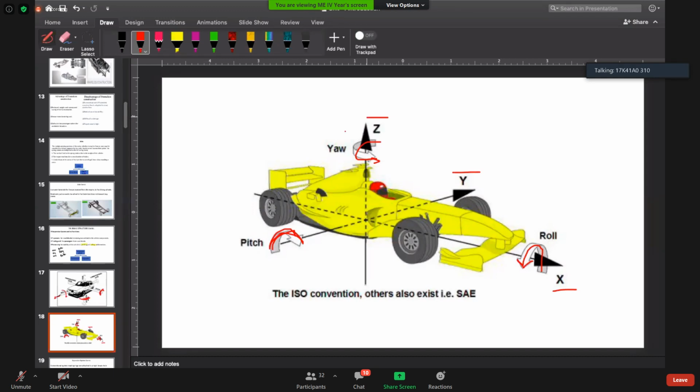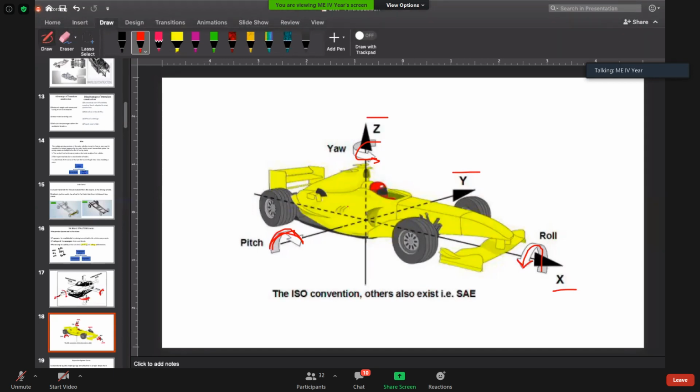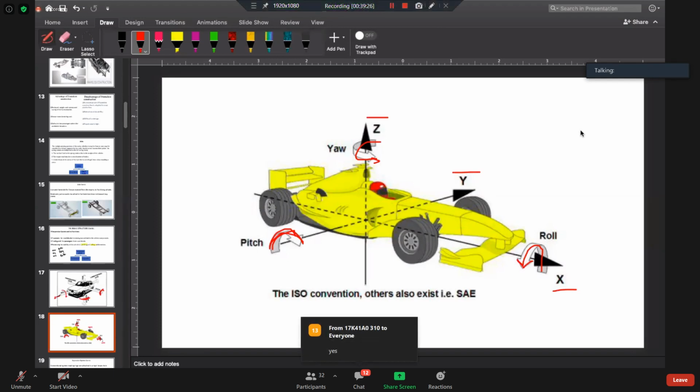If it is clear to all of you, write yes in the chat box. Let me see how many of you are active. It's a simple diagram, no need to draw this F1 formula car. You can simply draw a box and define the three axes, and using arrow marks, show the representation of rotation about them, which will be your roll, pitch, and yaw.